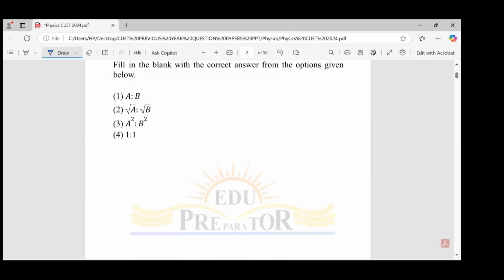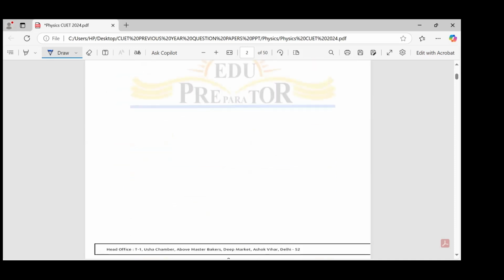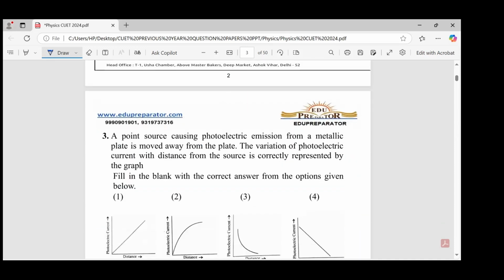The second question is again based on the concept that nuclear density is independent of the mass number. So whatever the mass number is, density has nothing to do with it. So the ratio of density will be the same, right? Let's move to the third question.